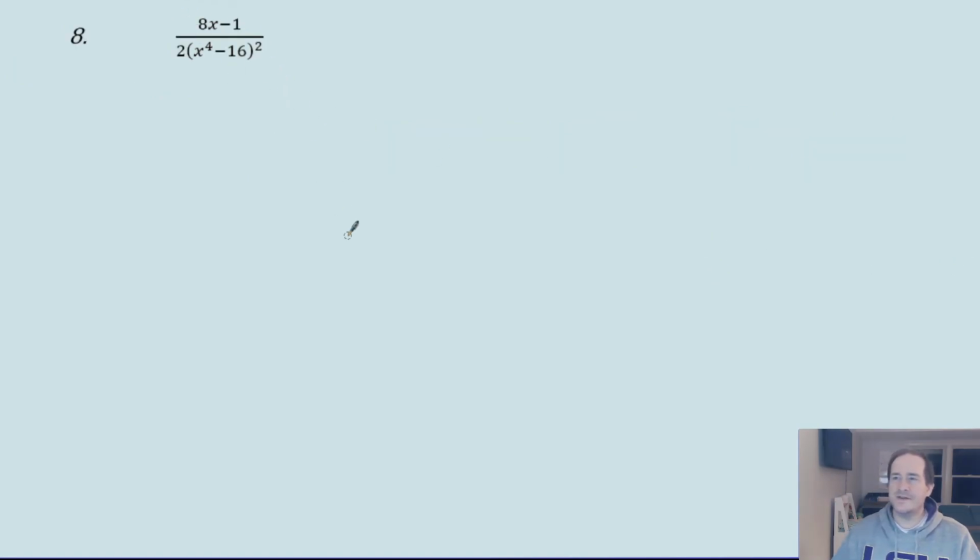Alright, then there's an 8. So this is factorable again. I don't know what to do with a factor of 2. Now we'll figure it out. But I do know that this will be x squared minus 4, x squared plus 4.